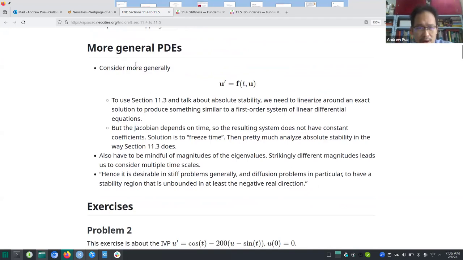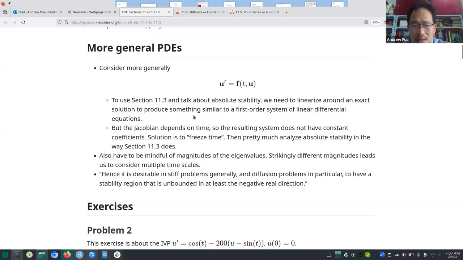So the framework for 11.4 is that you have a system of nonlinear differential equations, and if you want to use past results involving systems of linear differential equations, the idea is to linearize F. That's the key. So linearize F around the solution, and afterwards you'll get something similar to a first order system of linear differential equations.